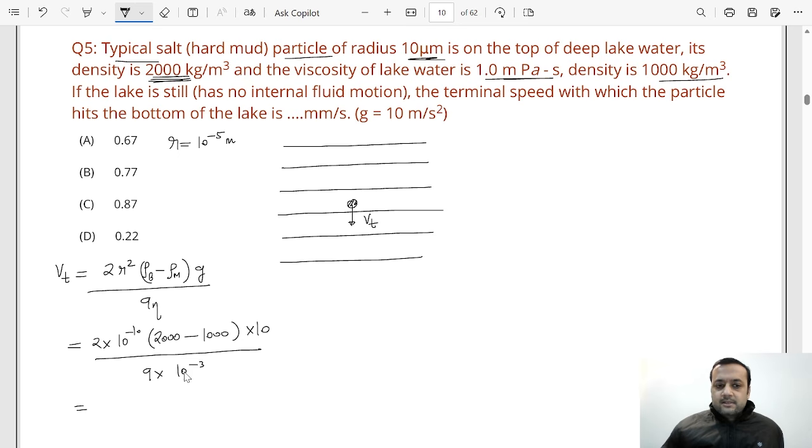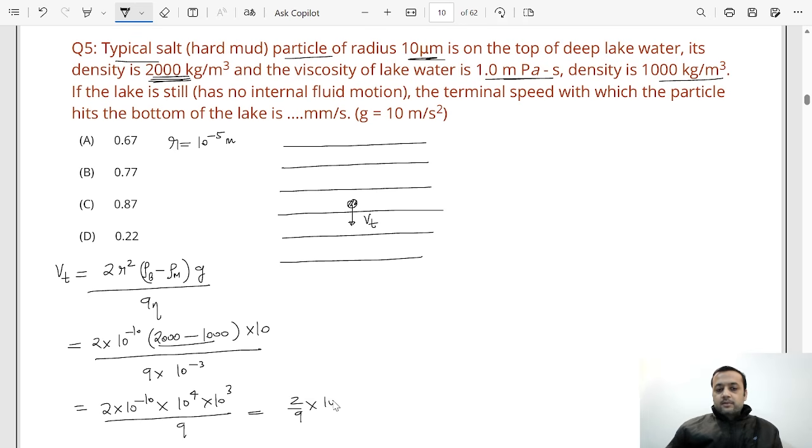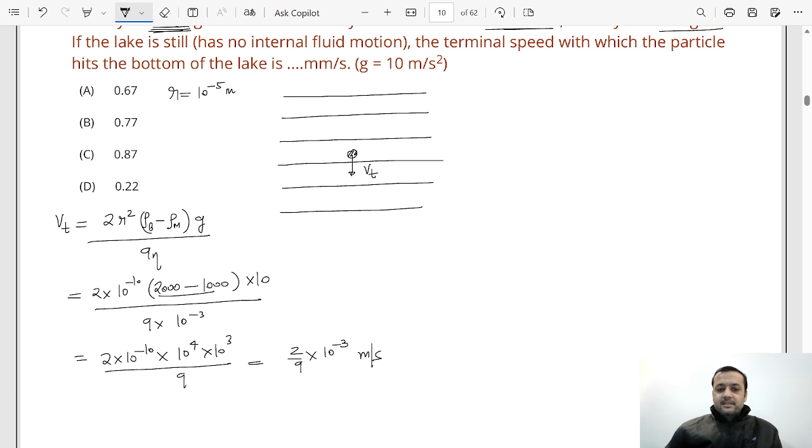So now we can calculate this. You can see this will become 1000. 2 into 10 to the power minus 10, and 1000 into 10 will become 10 to the power 4. This you can take in the numerator, so this will become 10 to the power 3 in the numerator divided by 9. Effectively this becomes 2 by 9 into 10 to the power minus 3 meter per second. But if you have to find the answer in millimeter per second, then you need to further multiply this by 1000. So if you do that, this will cancel, and this will become millimeter per second.